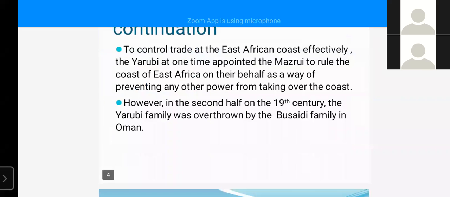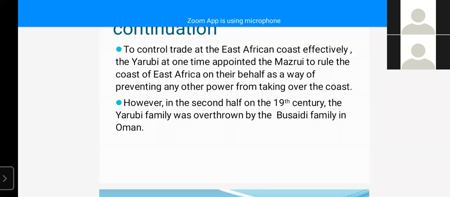So when we have the Arabs at the coast, our life along the East African coast will have to change. And later when we have the Portuguese come, that's when we have everything turned upside down. So the Arabs, in order to control the East African trade at the coast more effectively, what happened? Within the two families that were in Oman, we shall have the Yarubi, who will appoint the Mazrui to come and lead the East African coast on their behalf. The Mazrui were representatives of the one family in Oman who was in leadership then, and that was none other than the Yarubi.